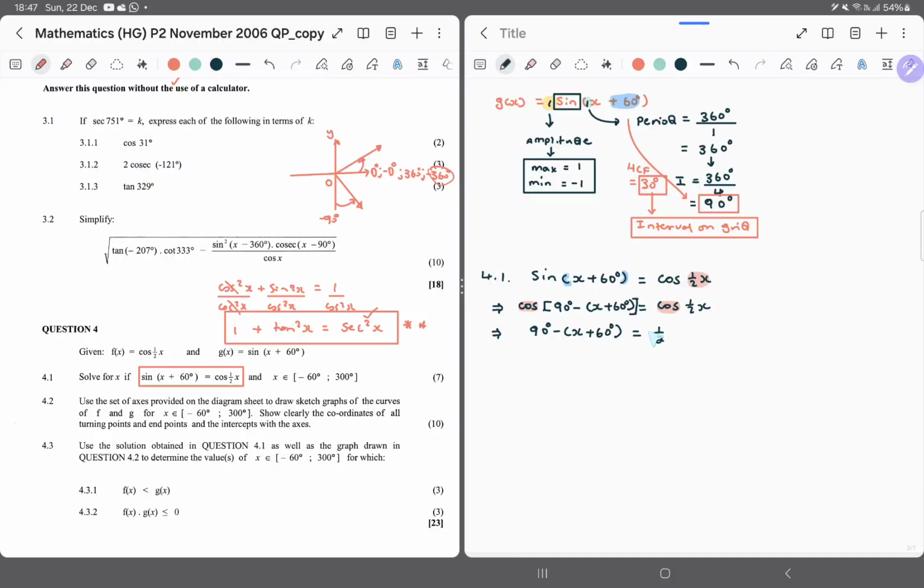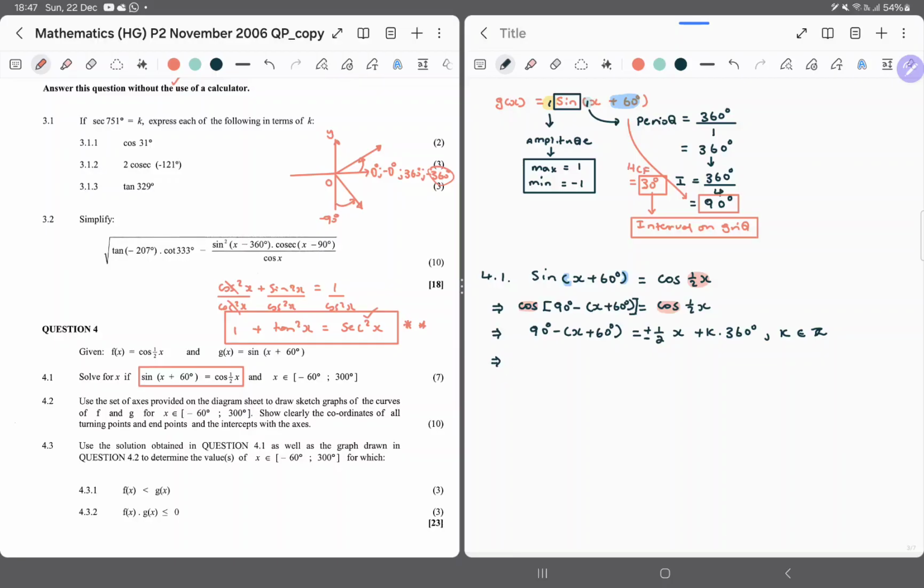x. But now remember, we're going to use the knowledge of general solution. So we're going to say plus or minus a half of x plus k times 360 degrees, where k is an element of integers. Right? That is what this means.